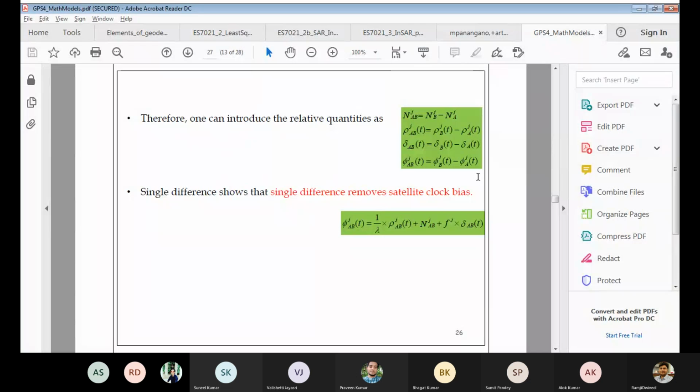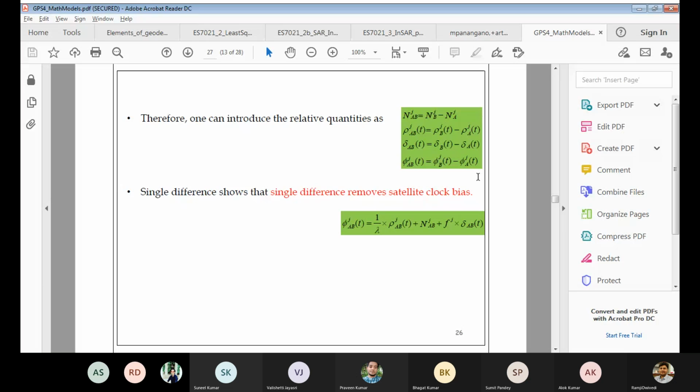Phi AB j is the single difference, representative of phi A j minus phi B j. Lambda AB j is the wavelength for the rho A plus rho B j, or so-called N A minus N B or N B minus N A, whatever, and the receiver clock. So this is the single difference equation.